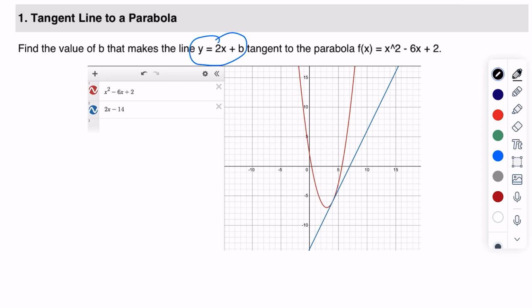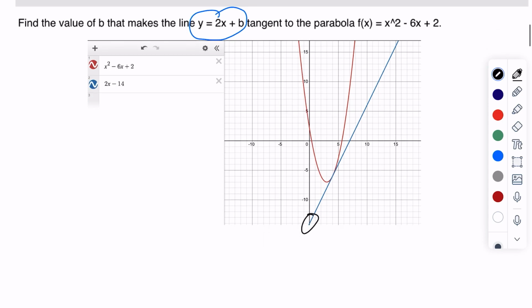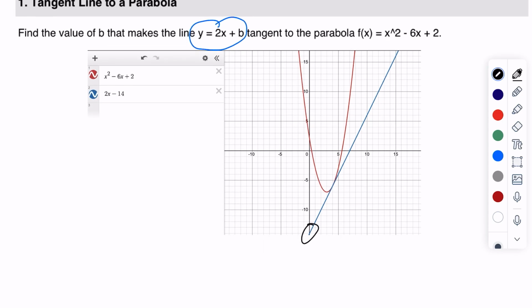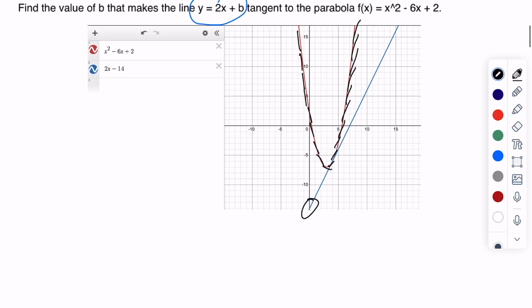And so what we want to do is find B, which is the y-intercept of this line. And the way that we do that is we start by taking the derivative of this function, which gives us the slope of the function as it varies along x with different values of x.